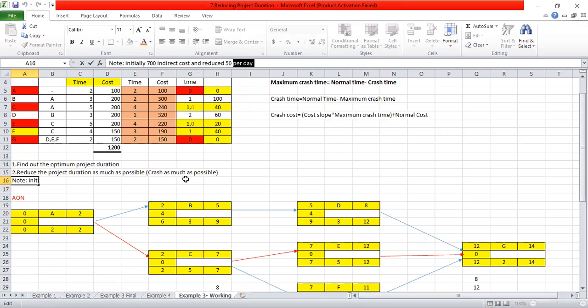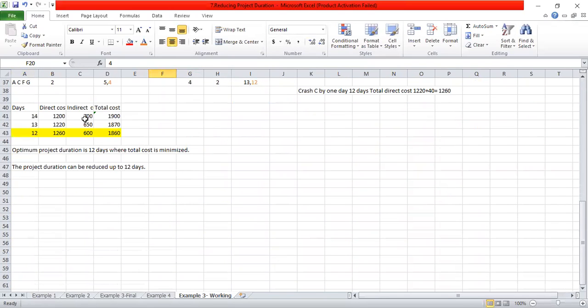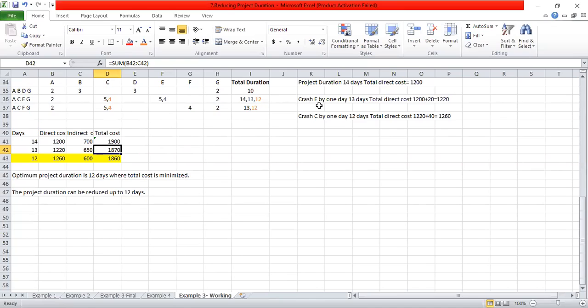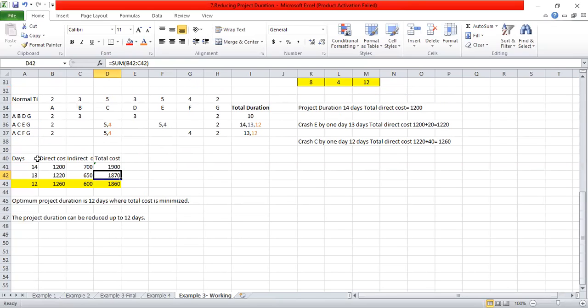So initially we have the indirect cost of 700. I will take the 700 initially, and for the total cost you have to take the summation of the direct cost and indirect cost. So the second one is for the E activity: after crashing E activity, it is 13 days. So the direct cost is 1,220.